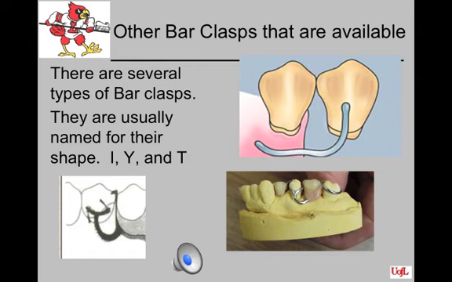There are several other types of bar clasp, but we were concentrating only on 2 of them. They are usually named for their shape. You will find the I bar, Y, and T bar in the literature and in your text. Investigate these bars and review the rules of where the components are placed in relation to the survey line, so that you may be prepared for any type of board examination that would be asked on them.